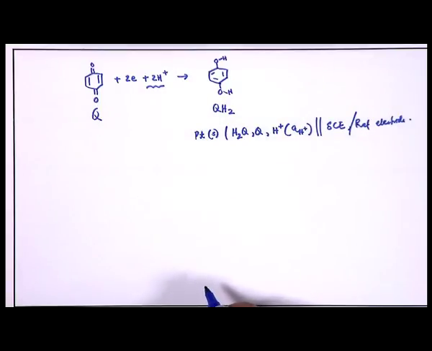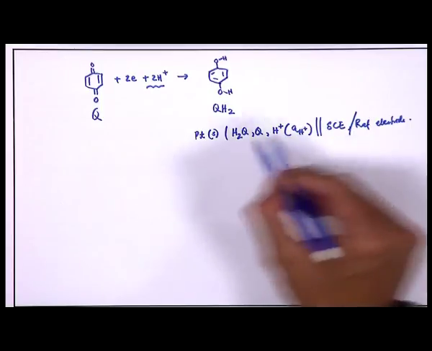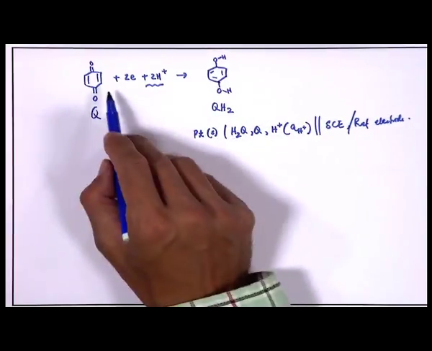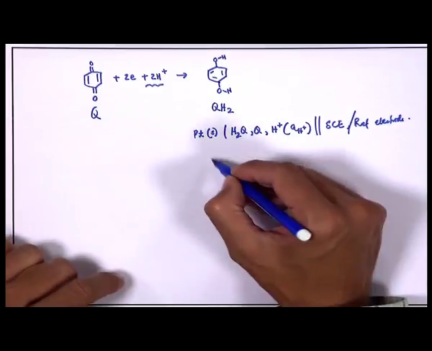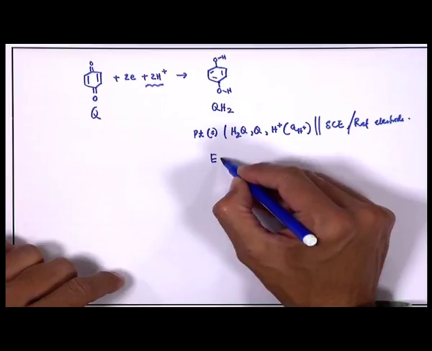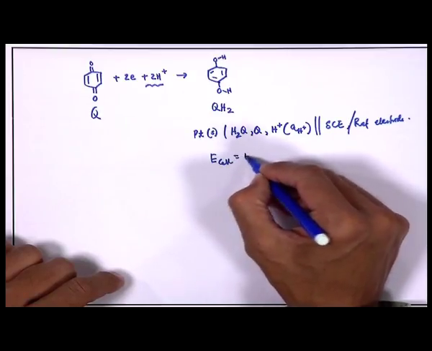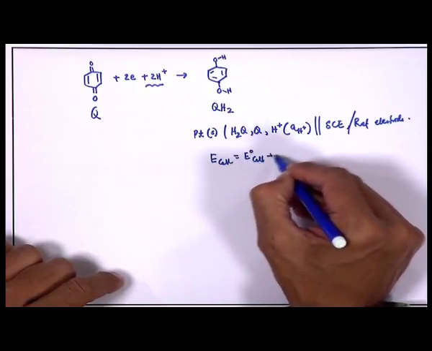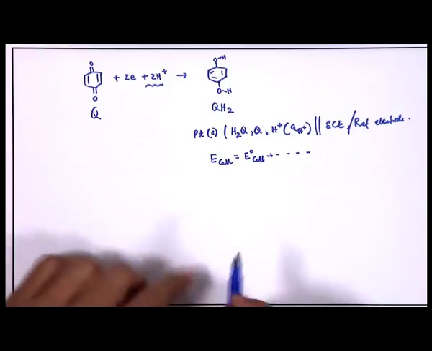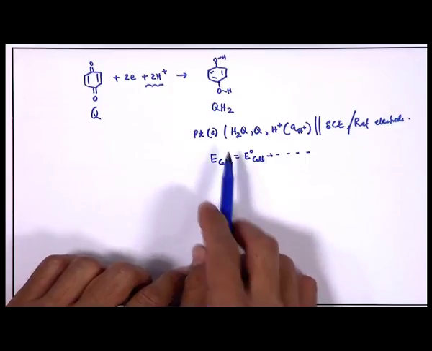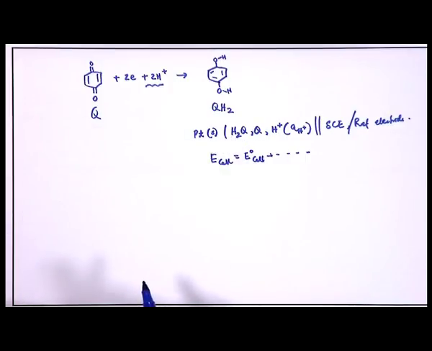Okay. So, you can also get the corresponding expression for E cell involving Q and H2Q. E cell is equal to E0 cell plus this term, and in the same way that we have estimated the value of pH for the standard hydrogen electrode, we can also make use of this quinone hydroquinone electrode for finding out the pH of the unknown solution.